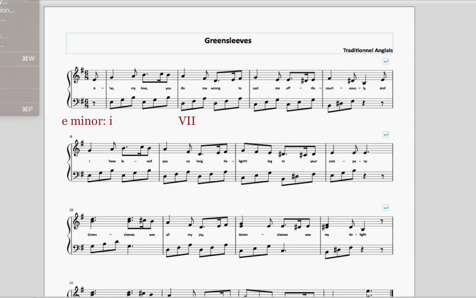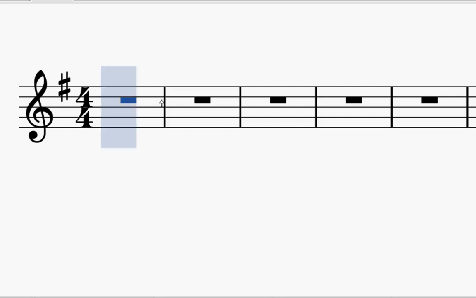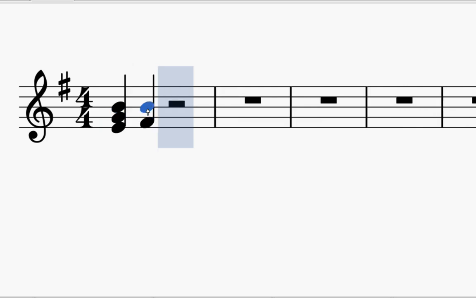Go to, let me do a new file here. Let's just really quick lay out our E minor diatonic chord progression.